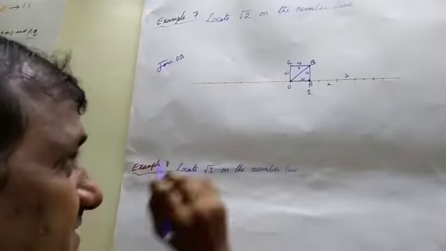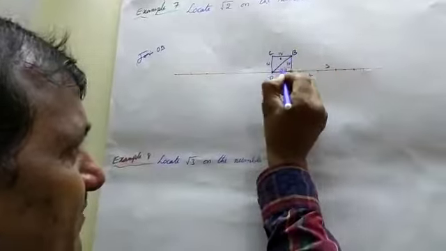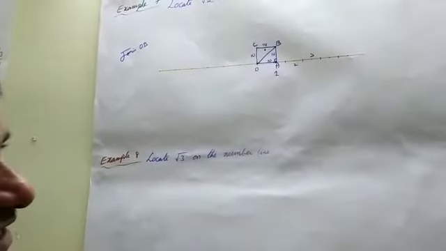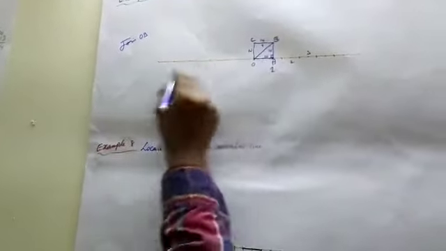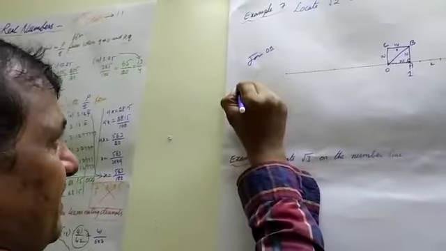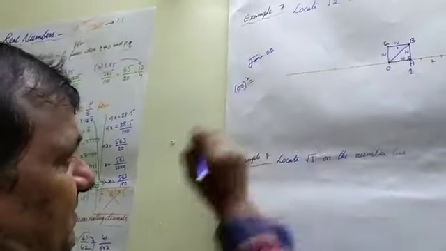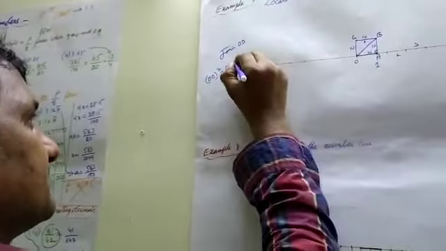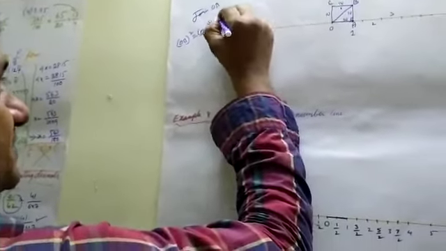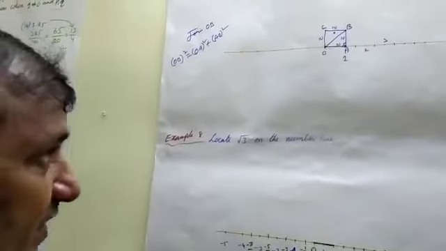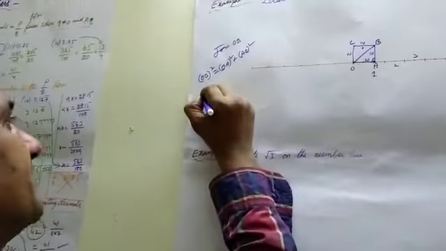According to Pythagoras theorem, OAB is a right angle triangle. OB square is equal to OA square plus AB square. You find OB.